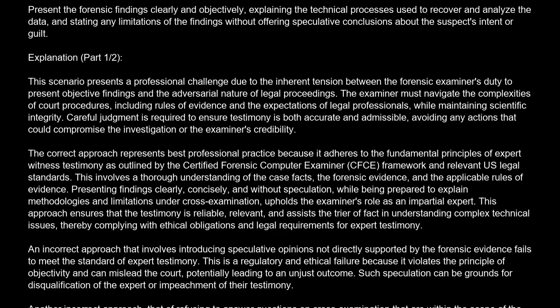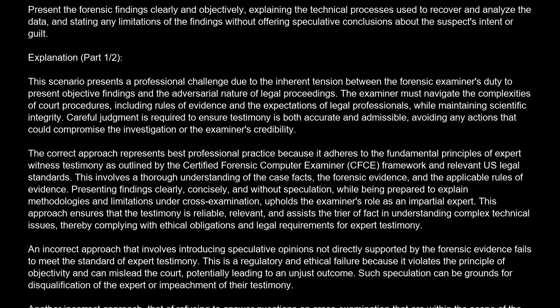The correct answer is D. Present the forensic findings clearly and objectively, explaining the technical processes used to recover and analyze the data, and stating any limitations of the findings without offering speculative conclusions about the suspect's intent or guilt. Explanation. This scenario presents a professional challenge due to the inherent tension between the forensic examiner's duty to present objective findings and the adversarial nature of legal proceedings.